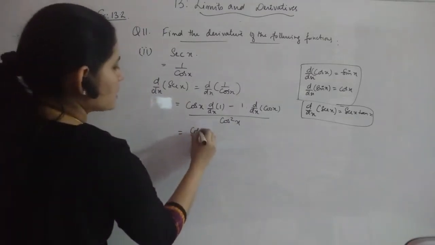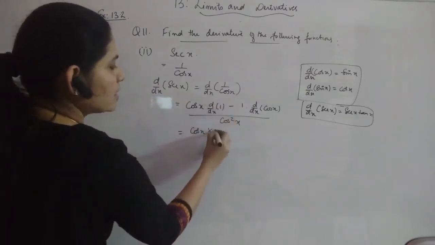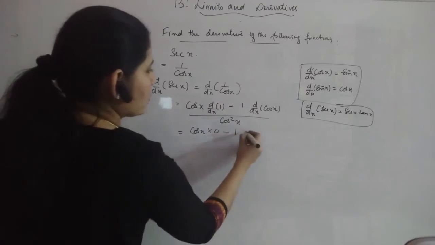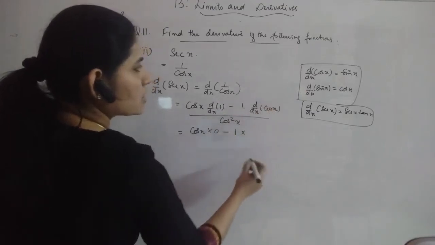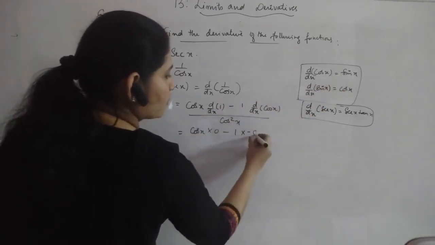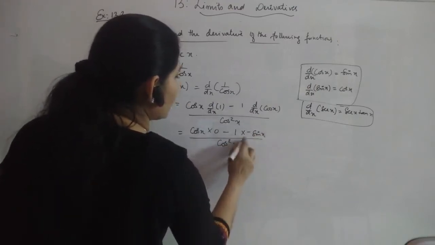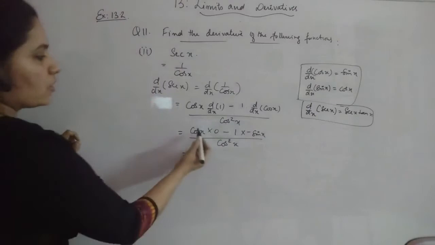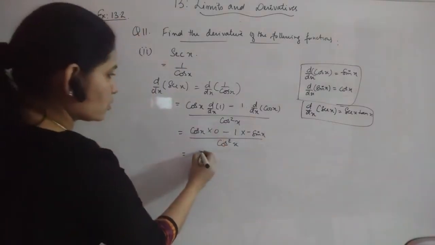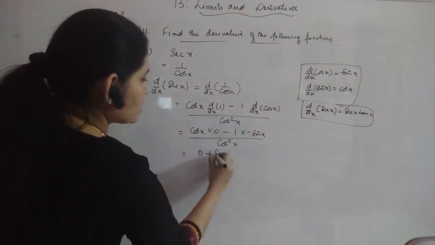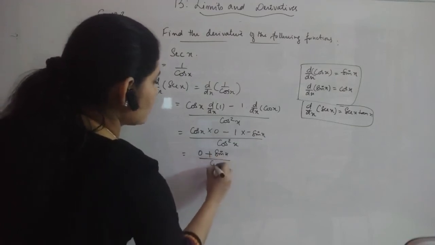Now cos x into the derivative of 1, which will be 0, minus 1 into the derivative of cos x, which you have already found out is minus sin x, whole divided by cos square x, right? Now cos x into 0 will give you 0, minus into minus gives plus sin x divided by cos square x.